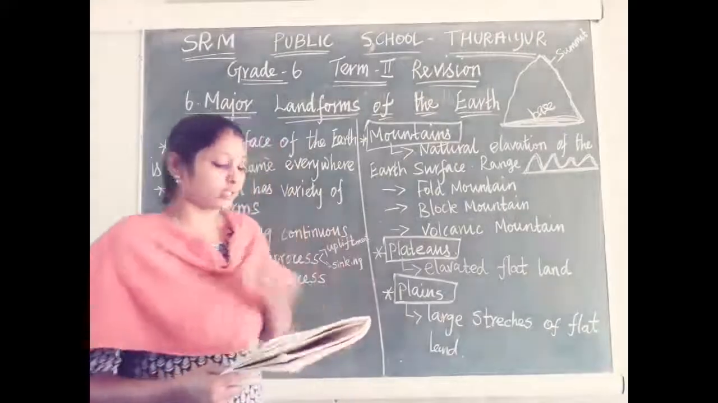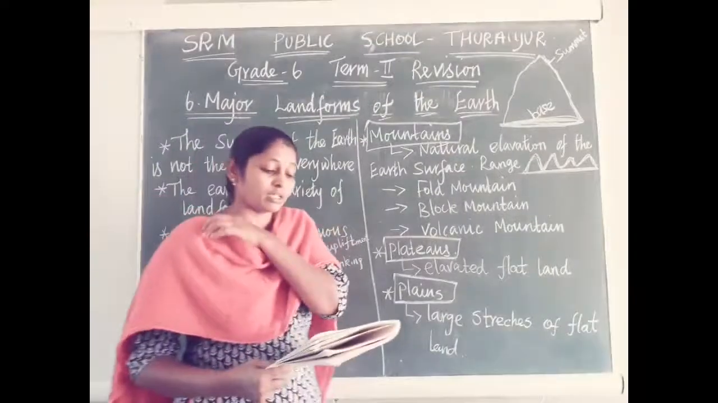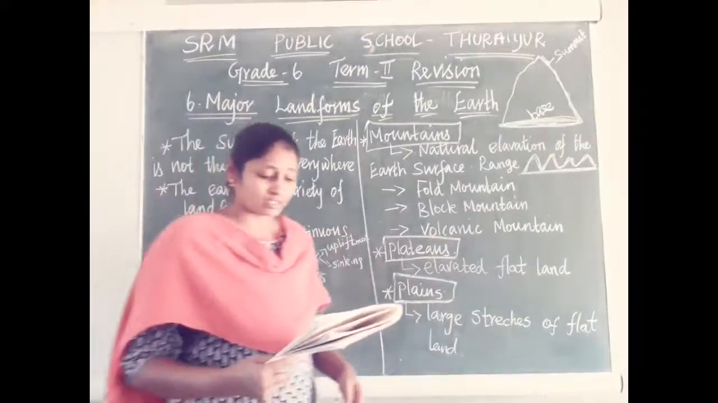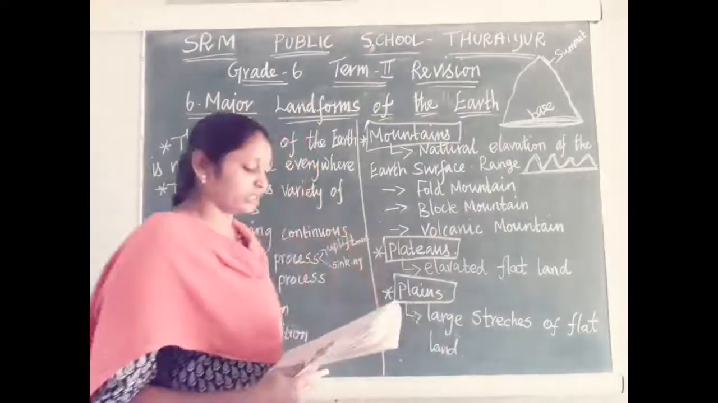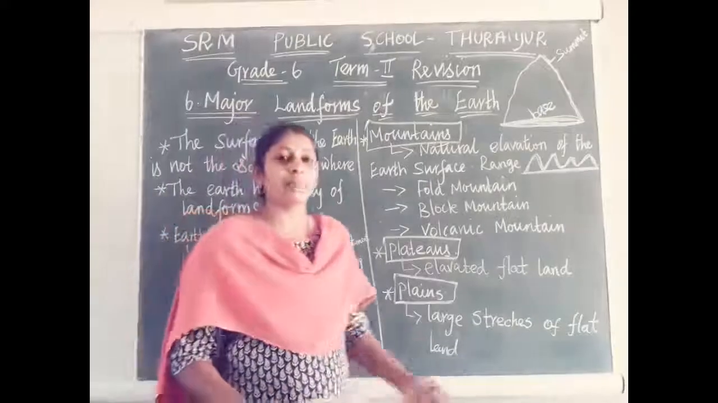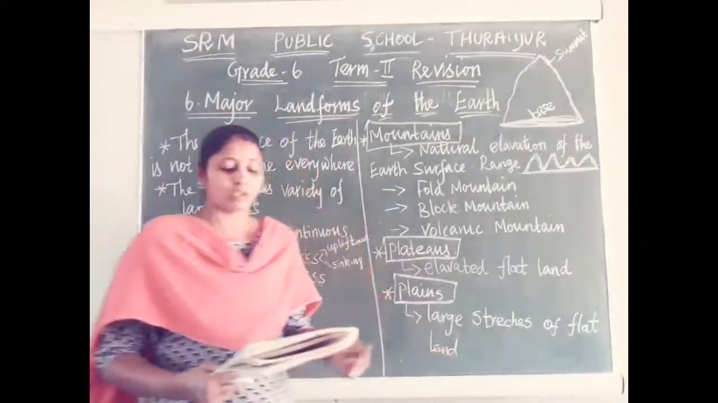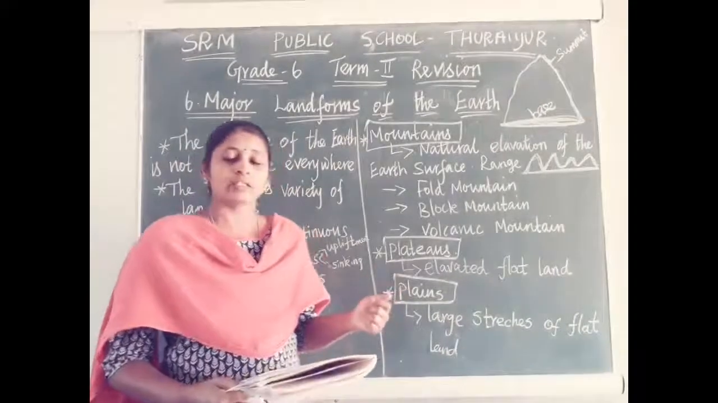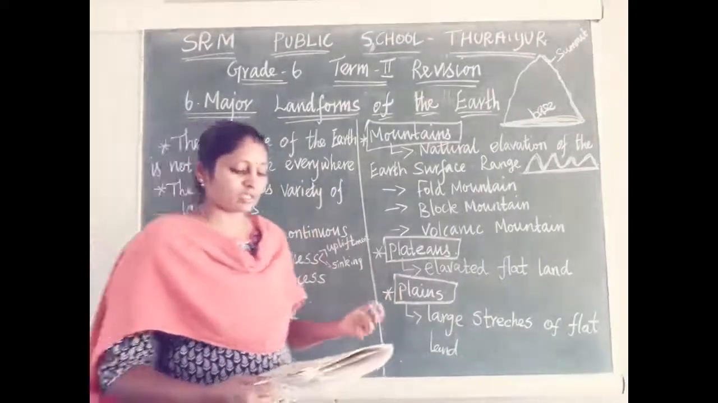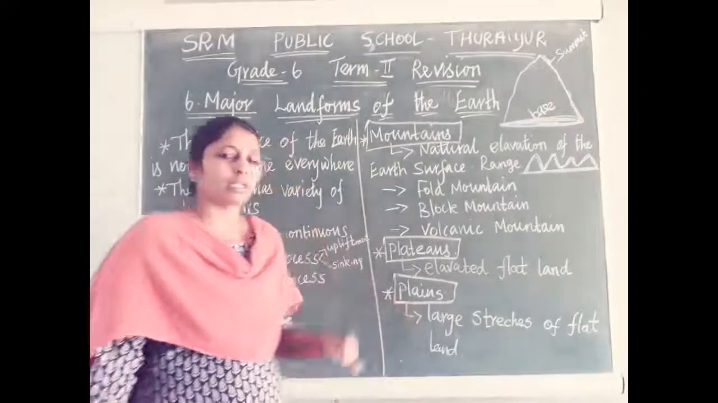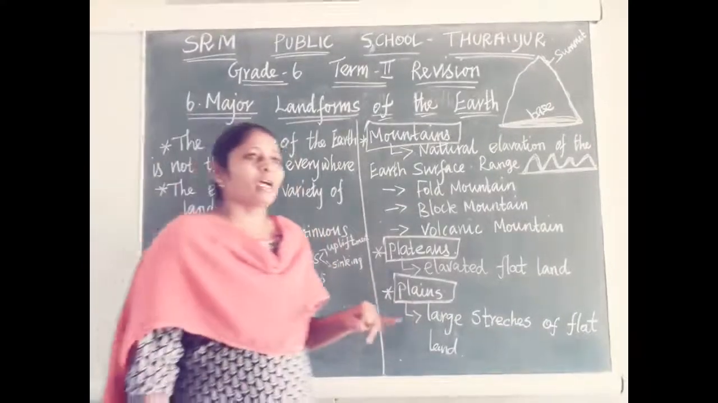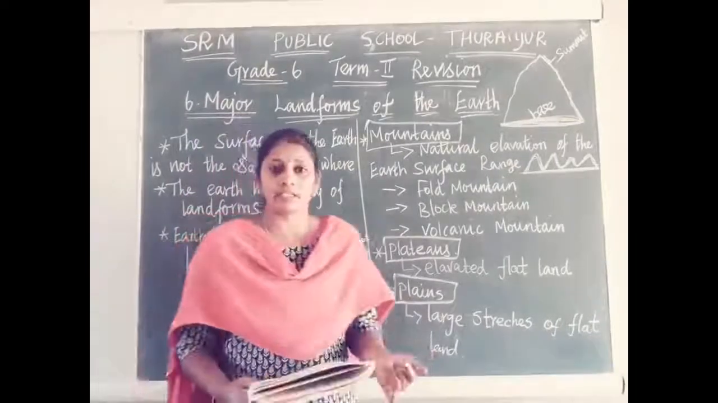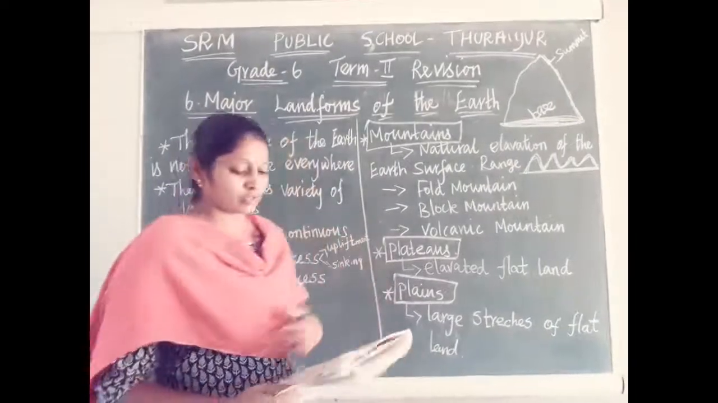Many mountain systems consist of a series of parallel ranges extending over hundreds of kilometers. The Himalaya, the Alps and the Andes are famous mountain ranges. The Himalayan mountain range is in Asia, the Alps mountain range is in Europe, and the Andes is in South America.